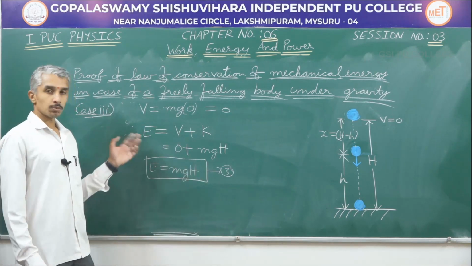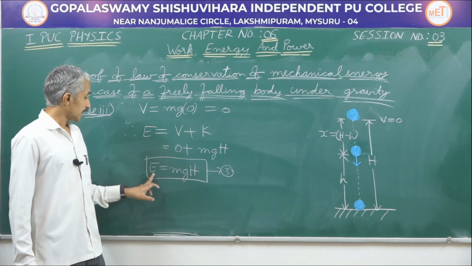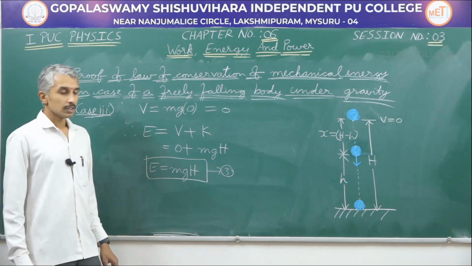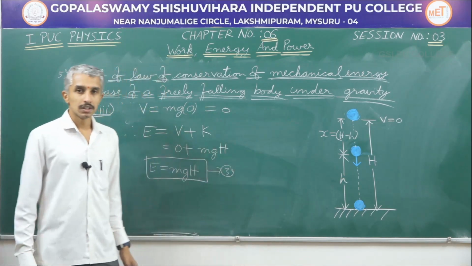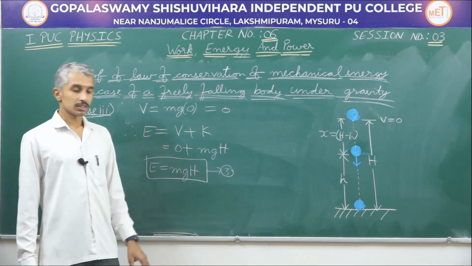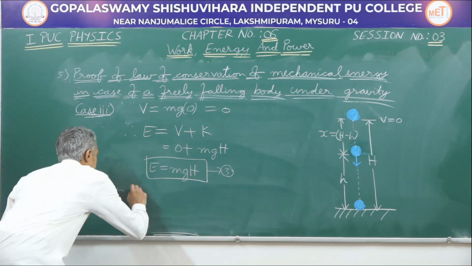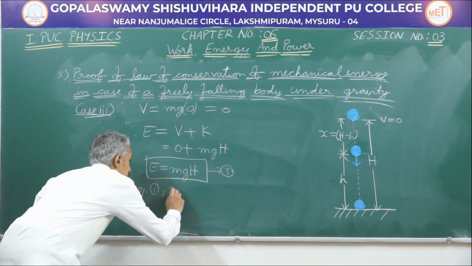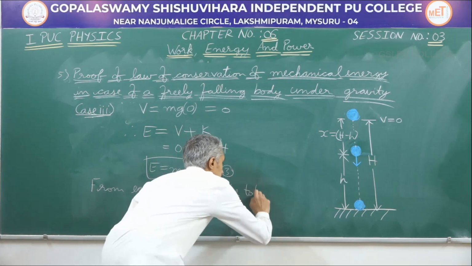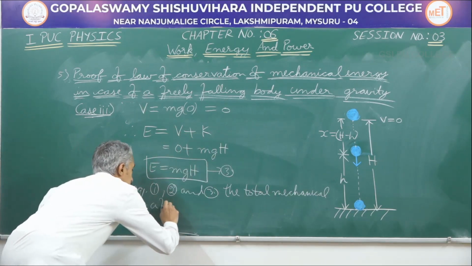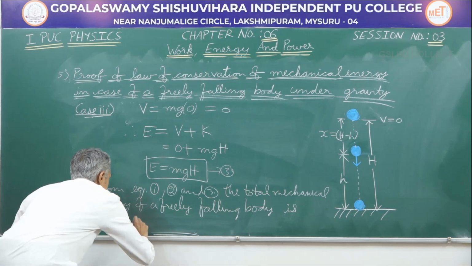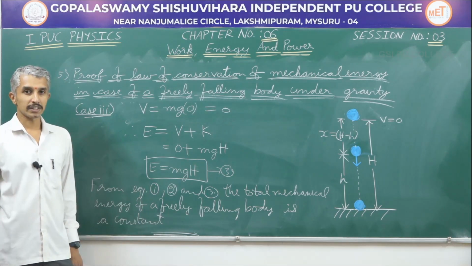If you observe equation 1, 2 and 3, the total mechanical energy in all the cases was mg into capital H. So this says for an object under conservative force, the total mechanical energy is a constant, or the total mechanical energy is conserved. So let me finally conclude the statement. From equation 1, 2 and 3, the total mechanical energy of a freely falling body is a constant. This proves the law of conservation of mechanical energy.